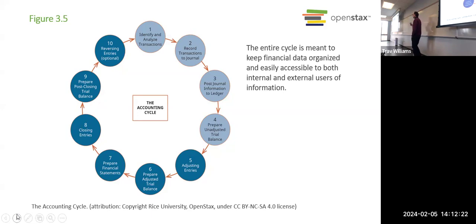Now, you might have noticed there are 3 trial balances, right? Step 4 was a trial balance. Step 6 is an adjusted trial balance. And then step 9 was a post-closing trial balance. They're all basically the same. You just do it at 3 different steps in the process. Okay. So that is the accounting cycle. All right, any questions?